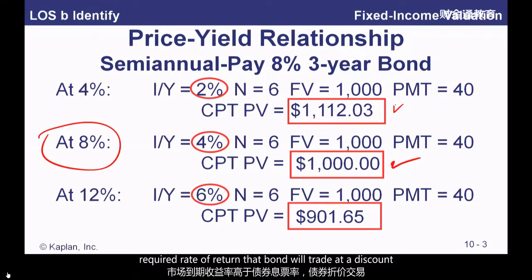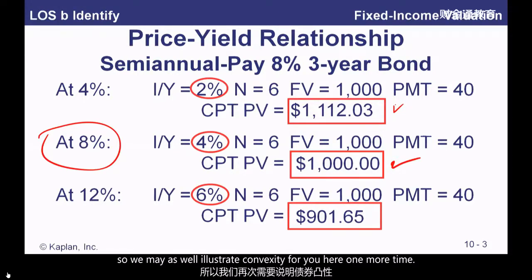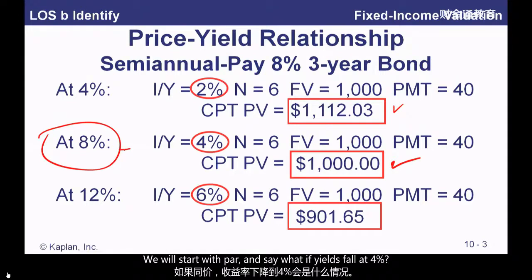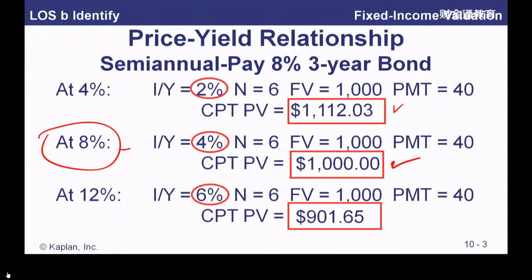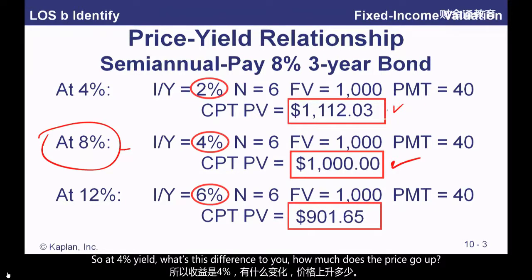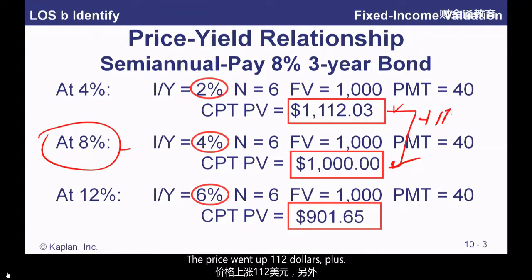So we may as well illustrate convexity for you here one more time. Let's just take a look at that. We're starting at par and saying, what if yields fell 4%? I know it's a big move, but it still illustrates this concept. So at a 4% yield, what's this difference here? How much did the price go up? The price went up $112 plus. And what is this? Well, this is minus, what, $98.35?